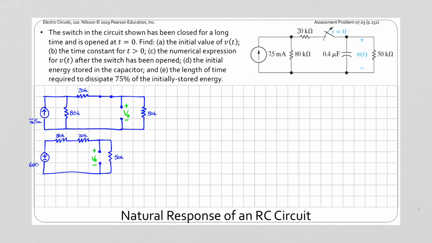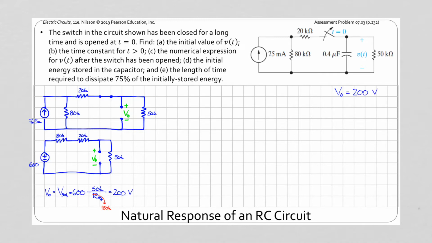And now I can do a voltage divider to find the voltage across the 50 kilo ohm resistor, which will be the same as the voltage across the capacitor in parallel. And so we see that the 50 kilo ohms represents 1/3 of the overall resistance, and so the voltage across it will be 1/3 of the overall voltage from the source. And so the voltage here will be the voltage across our capacitor. That is going to be our starting voltage, and we'll need that to come up with the equation for the voltage across our capacitor.